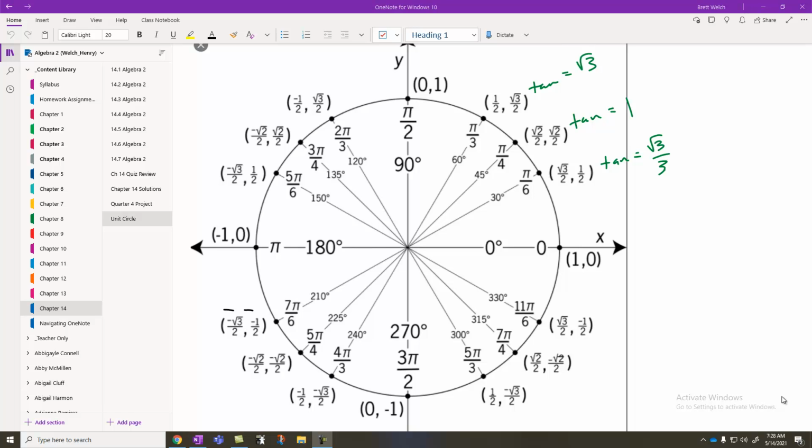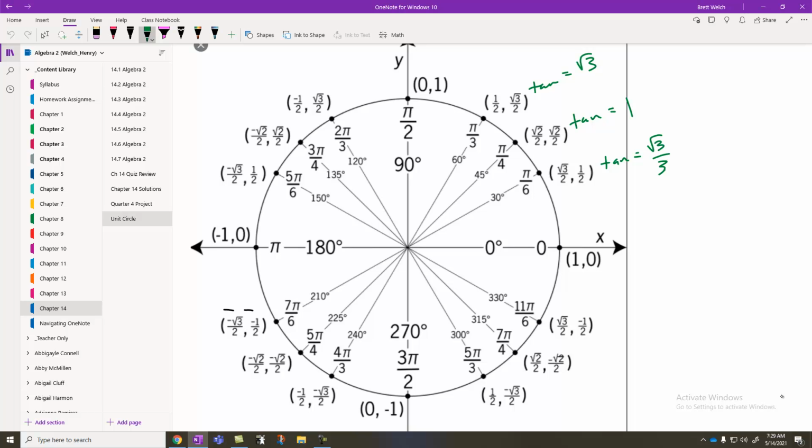Hey guys, so this is a little bit of help for 14.6, where we're trying to figure out how do we work with more angles than just what's on the circle. We can't find the exact value of every angle very easily, but there are some interesting things that come out of our trig identities for angles that we can create via addition and subtraction of these angles.